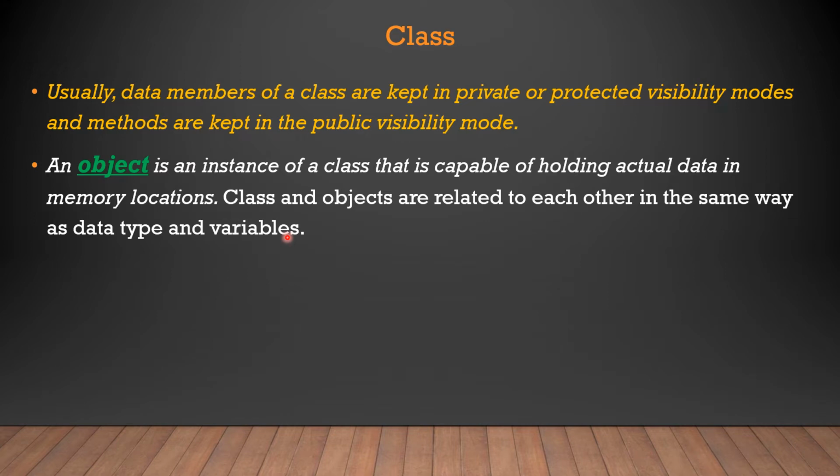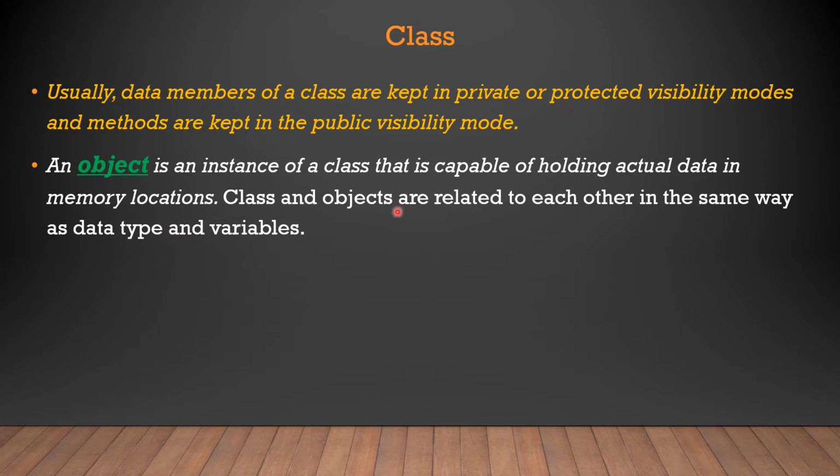What is an object? Basically, an object is an instance of a class. So we have created a class, it has various data in it. So one instance of a class is known as an object, and this object is capable of holding actual data in memory locations. So basically, in a class, the data is not directly stored, the data is stored in the form of an object. So the object holds the actual data, and it holds the data in memory locations.